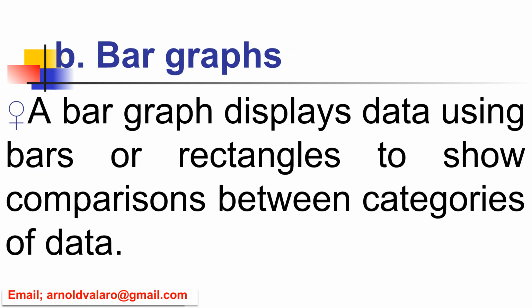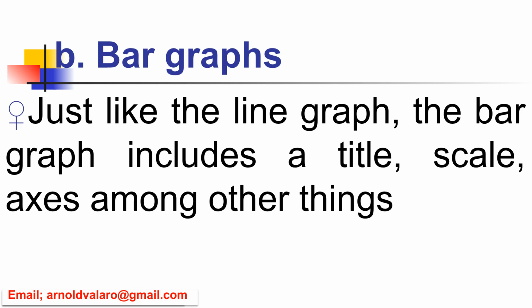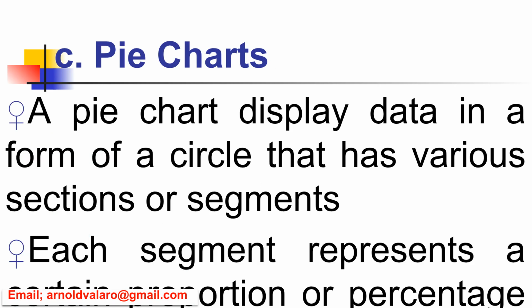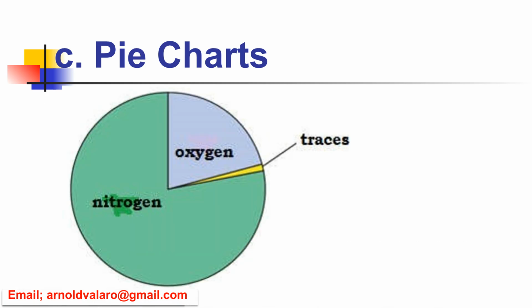Bar graphs display data using bars or rectangles to show comparisons between different categories of data. Similar to the line graph, a bar graph should also include a title, scale, and axes. This slide provides an illustration of a bar graph. Lastly, pie charts display data in the form of a circle, with various sections or segments. Each segment represents a certain proportion or percentage of the total, which is 360 degrees. This slide visually demonstrates a pie chart.